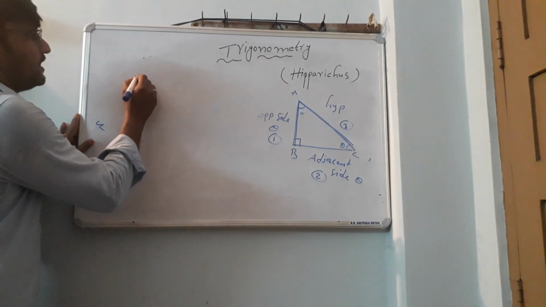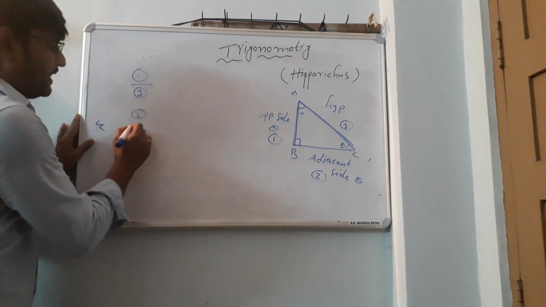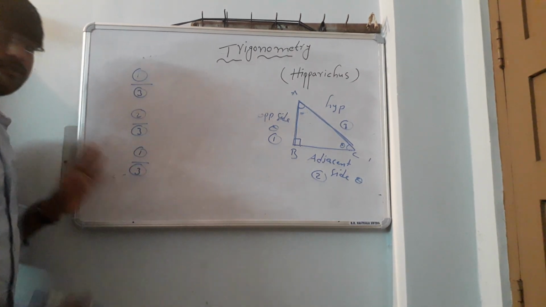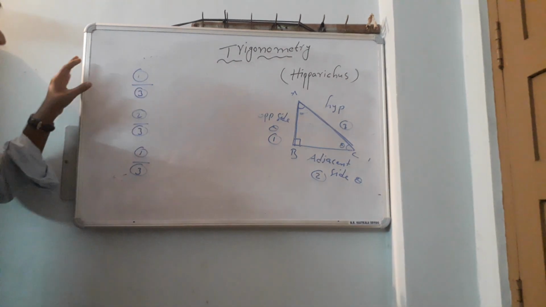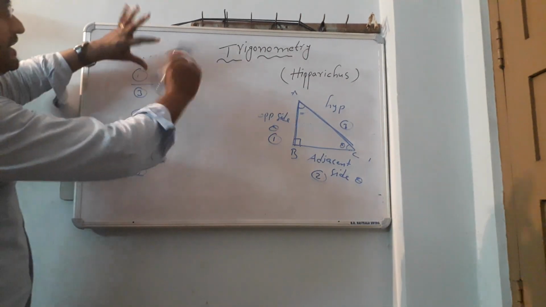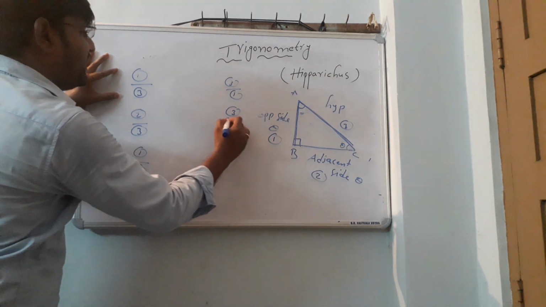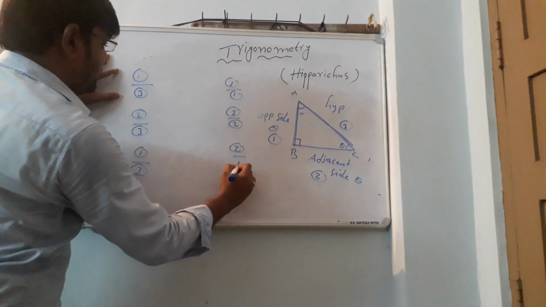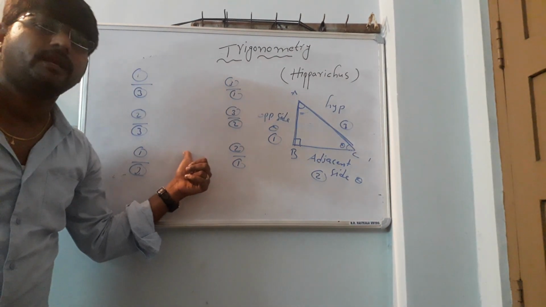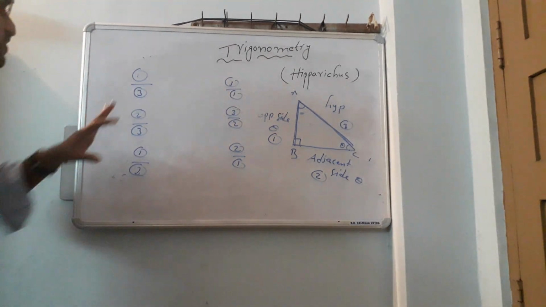First, I am writing 1 by 3. Second is 2 by 3. And the third ratio is 1 by 2. Then you have to interchange, that is, write the reciprocals: 3 by 1, 3 by 2 and 2 by 1. So how many ratios did I write in total? 6 ratios. Is it possible to write another ratio? It is not possible. Total 6 ratios.